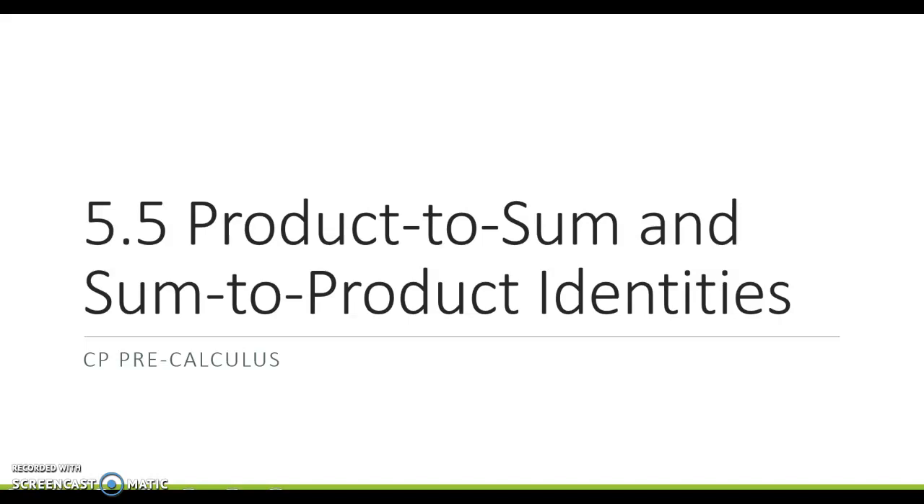To begin Unit 9, we are going to look at a few more identities that are similar to the ones that we saw in Unit 8 and can still be found in Section 5.5 in your textbook. These are going to be the product to sum and sum to product identities. So let's look at the first ones here.